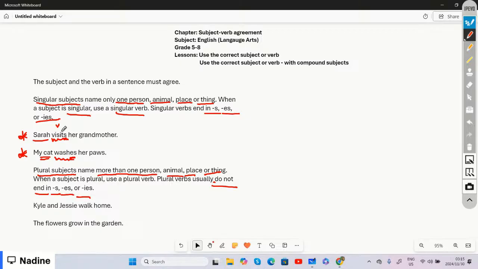And if we look at an example of a plural subject or plural sentence, it says Kylie and Jesse. You see, there is more than one person. So Kylie and Jesse walk home. And walk is our verb.